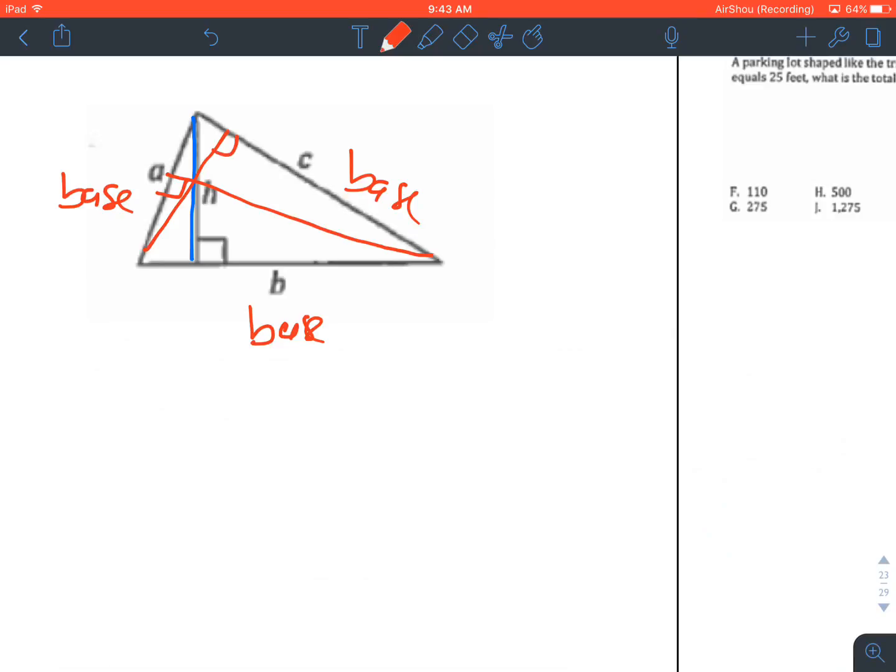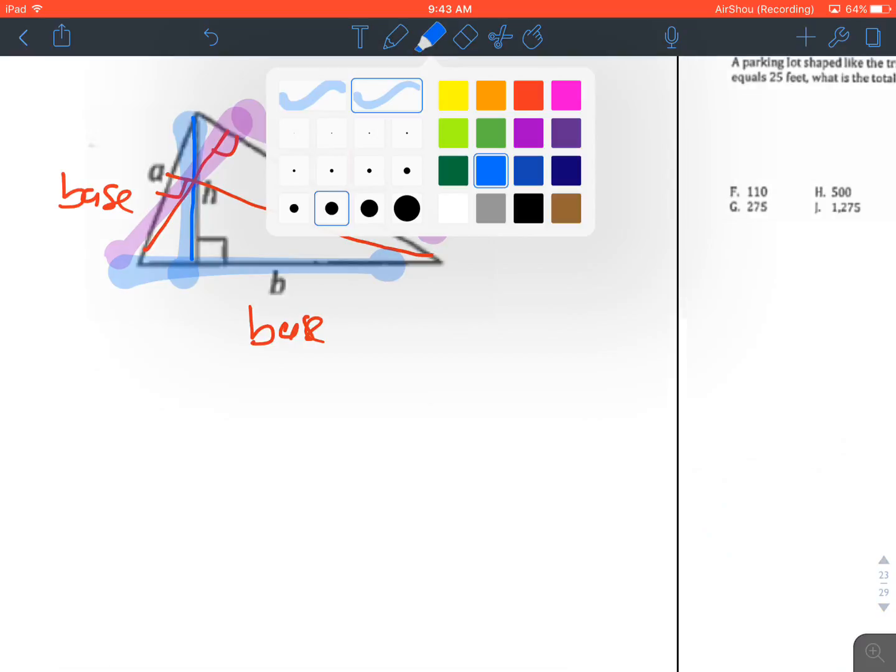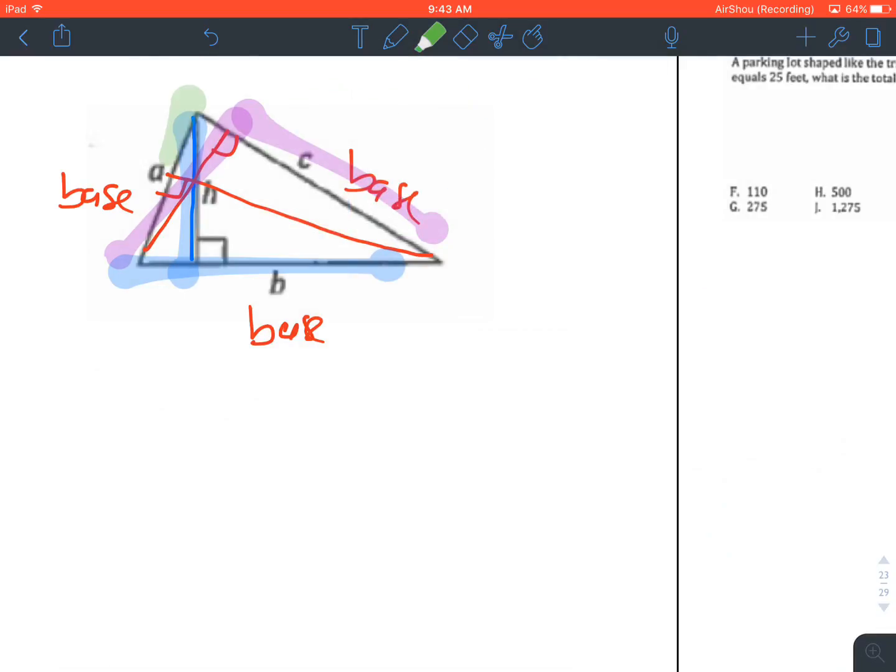When you find the area of a triangle, it's 1/2 the base times the height. Height is an altitude. So you could find the area by taking the length of this base times this height, or this base and this height, or this base and this height. The important thing is that the base and the height, meaning altitude, are perpendicular to each other. It has to be the case.